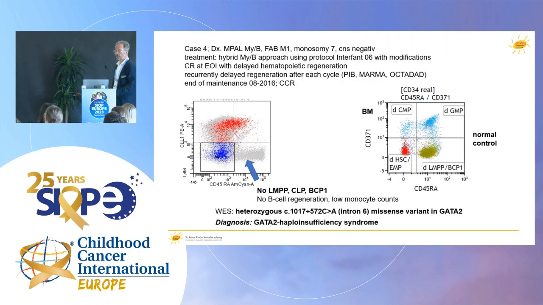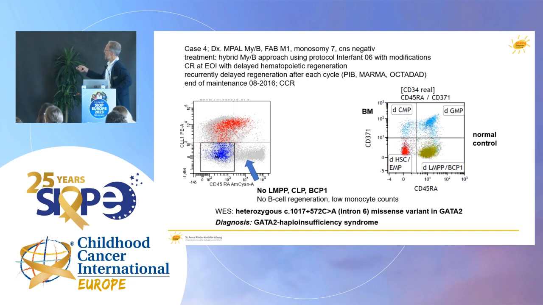Last case, very strange. I remember this. He was coming along as an MPAL myeloid B, thought to be FAB M1. Had a monosomy 7. At that time, we were thinking, okay, should we transplant? What should we do? At that time, it was not known what all genotypes may be behind monosomy 7. It's rather an old picture. At that time, we decided to give it an Interfant-like hybrid protocol with some modifications.